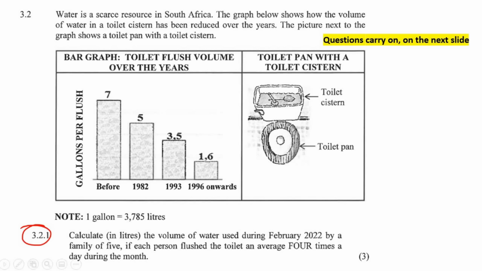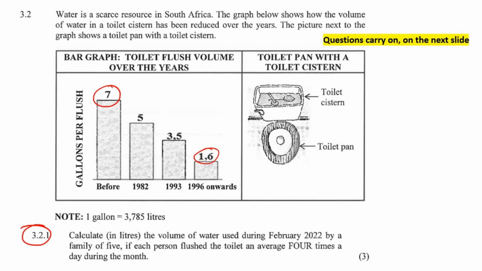What they're trying to tell us here is that back in the days, when our grandparents and parents were sitting on the toilet, they had 7 gallons that they could use to flush away all their business. Then in 1982, it became a little bit less. And after 1996, wow, look at that. After 1996, we only use 1.6 gallons. Back in the day, they were using like 4 times as much water as we do to flush the toilet. That's crazy.